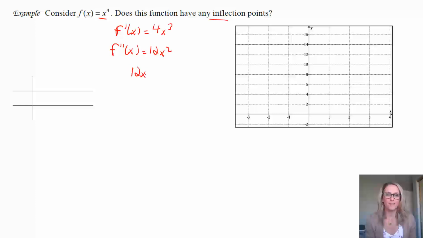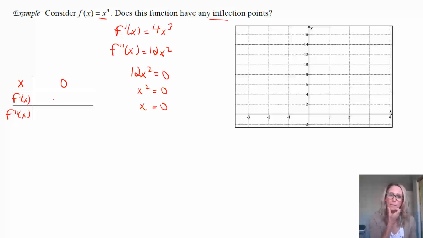Pretty basic second derivative here. If we set it equal to 0 and do a ton of work, we really just get that x equals 0 is the only place where the second derivative is equal to 0. So we have x, we have our derivative, we have our second derivative, something like that. And then the only thing we got was 0.